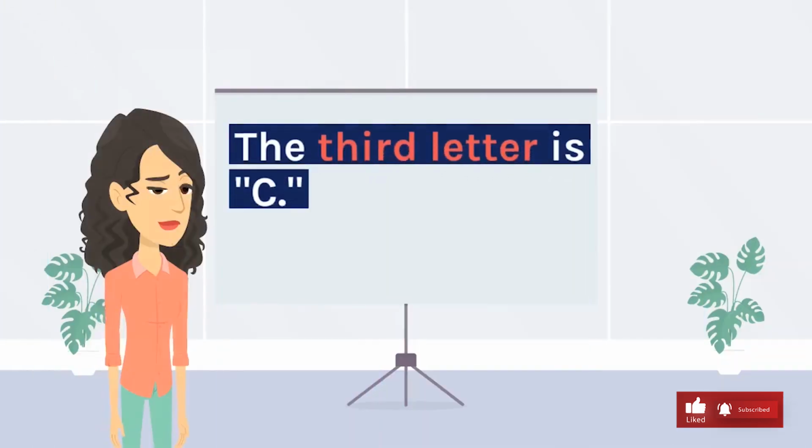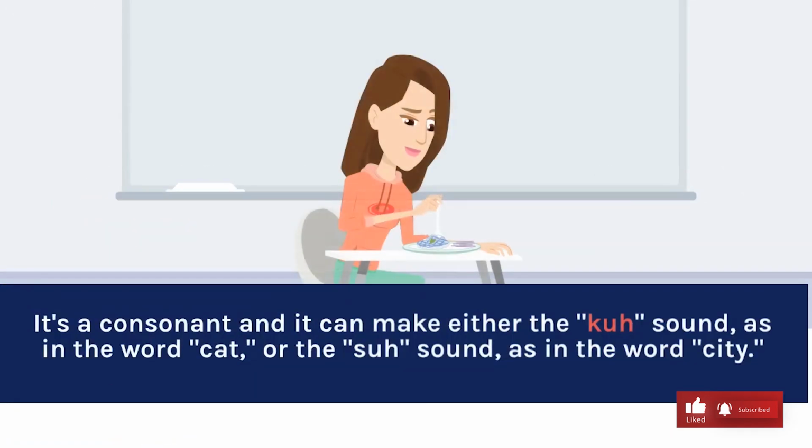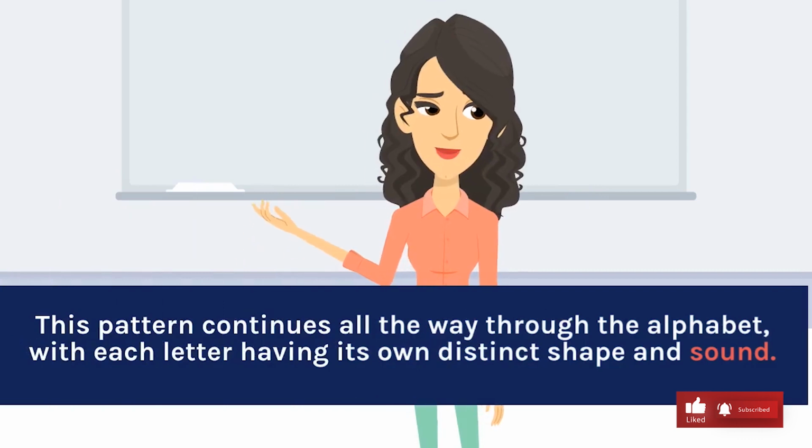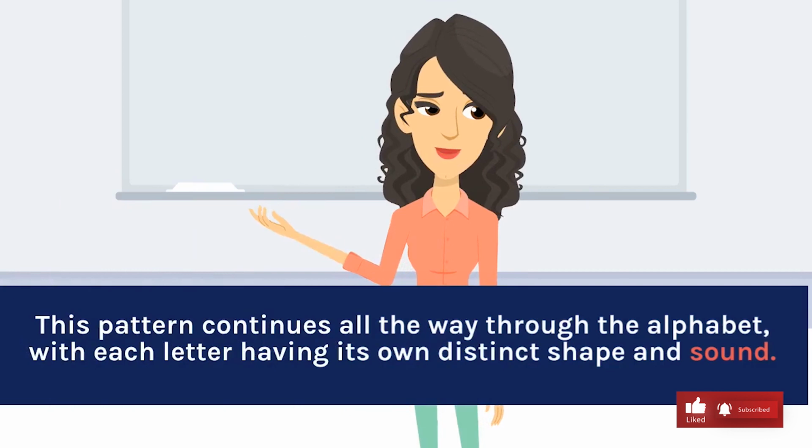The third letter is C. It's a consonant and it can make either the K sound, as in the word cat, or the S sound, as in the word city. This pattern continues all the way through the alphabet, with each letter having its own distinct shape and sound.